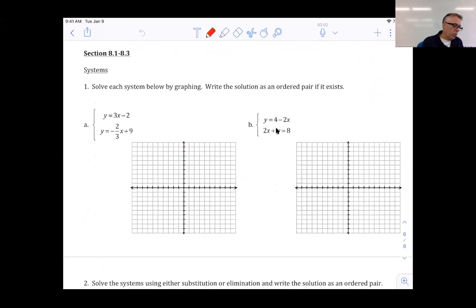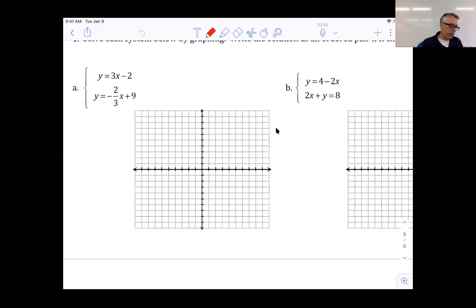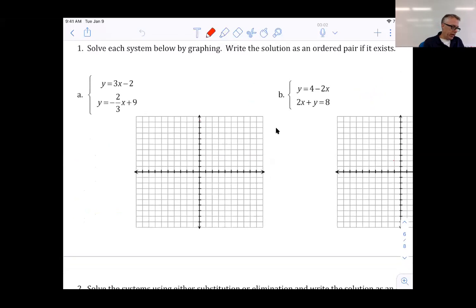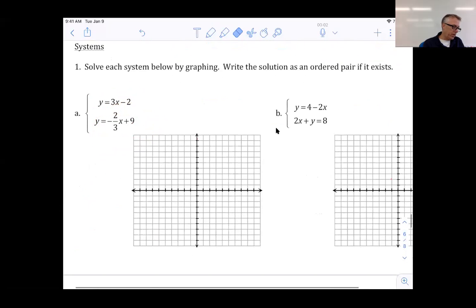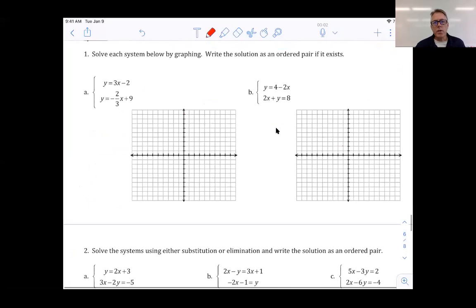A system is when we have more than one equation and we're trying to come up with the magical solution that I can plug in for X and Y to make this true and also make this true at the same time. Because this has an infinite amount of solutions and so does this, but oftentimes there's only one set of solutions that works for both of them. There are three ways we can solve these systems: graphing, substitution, and elimination. I'm going to start off with graphing.